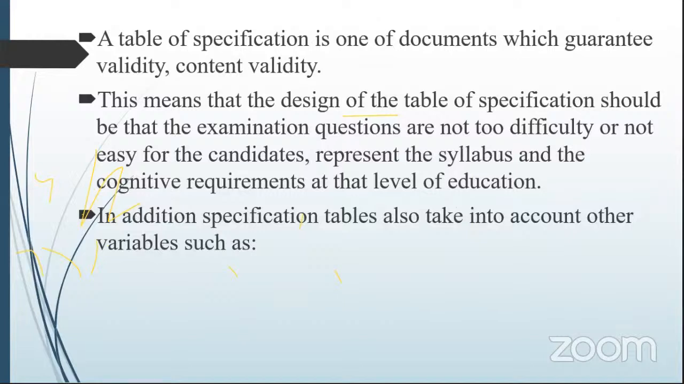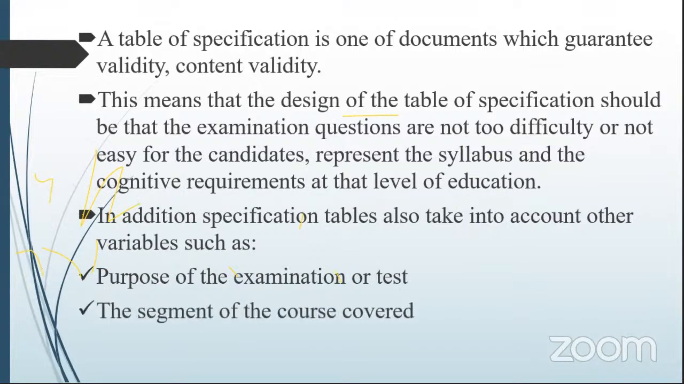So when we go to the table, it will show us at this level, at knowledge level, how many questions, what type of questions am I to ask there. In addition, specification tables also take into account variables such as purpose of the examination or test. Why am I testing these children? Am I measuring achievement and the like?